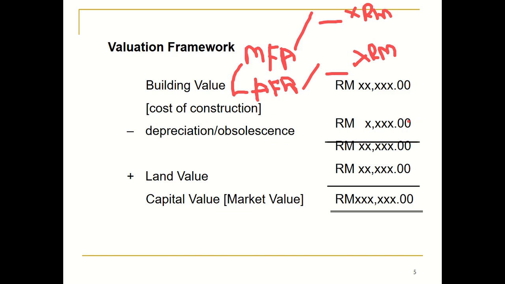So you get the building value, but minus the depreciation. The depreciation you will calculate as age over building age times 100. Then you will get the estimation for your value here.